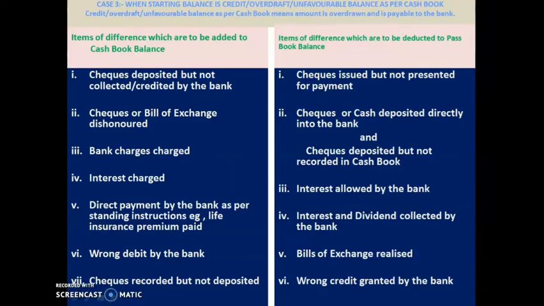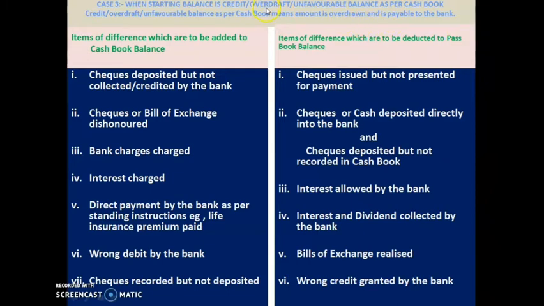Now related to our third case, when starting balance is credit, overdraft or unfavorable balance as per cash book. So your cash book credit side means your payment side is more. That means amount is withdrawn and is payable to the bank. So you have overdrawn. Overdrawn means what? Actually suppose there is 10,000 in your bank account and you have withdrawn 12,000. So that is a case of overdrawn, which is also known as overdraft facility, which is provided by the bank to some of the privileged businessmen.